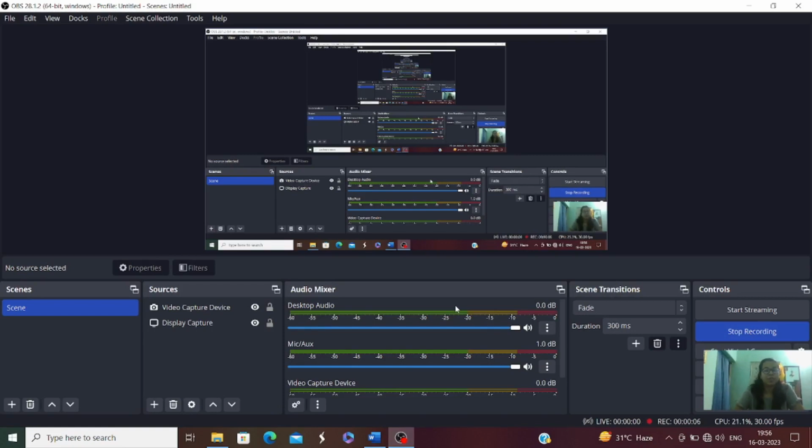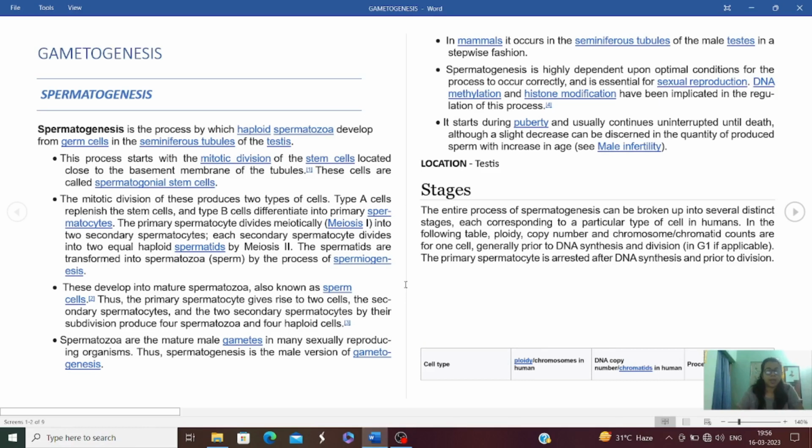Today we are going to start with another topic of developmental biology, that is gametogenesis. Let's begin. As we have discussed earlier, the phases of development in developmental biology, and the very first step in the phases of development is gametogenesis. Today we are going to deal with only spermatogenesis.